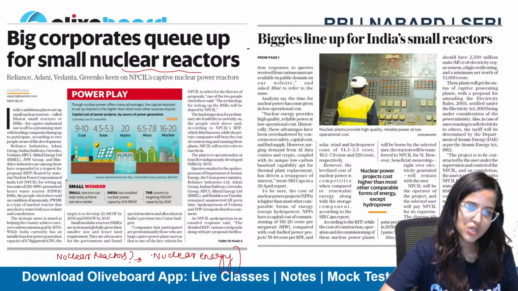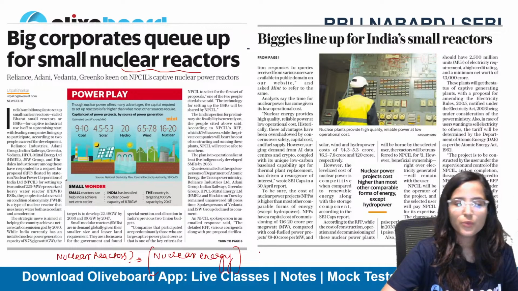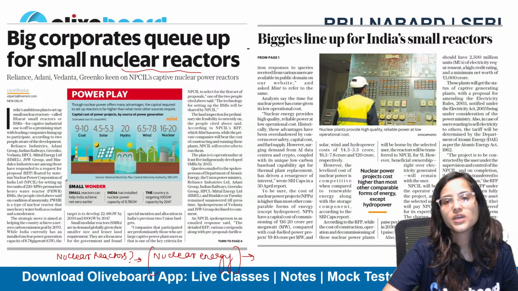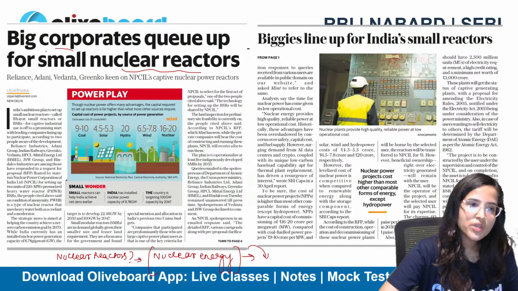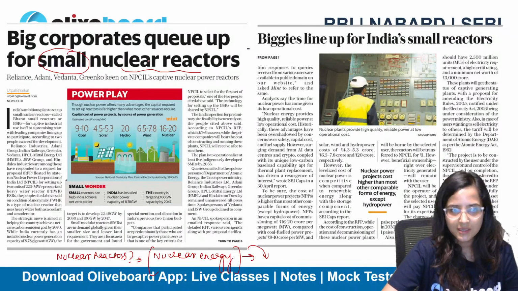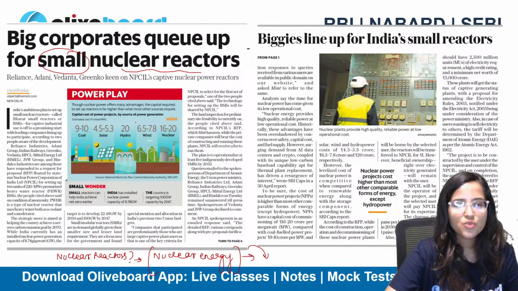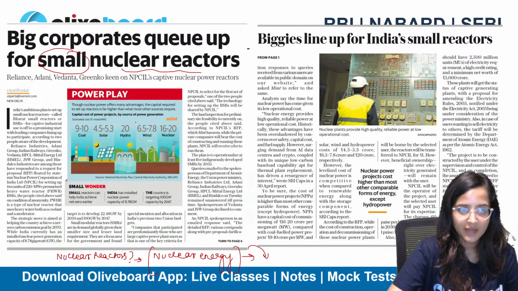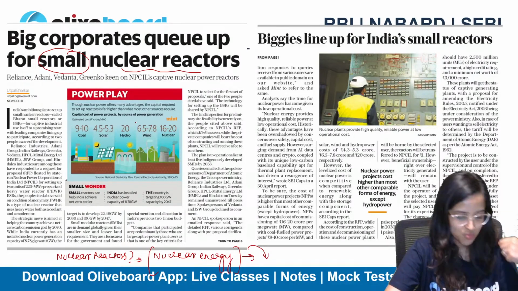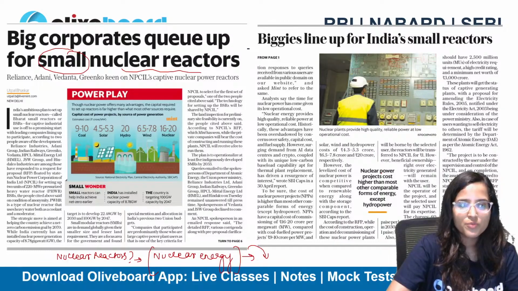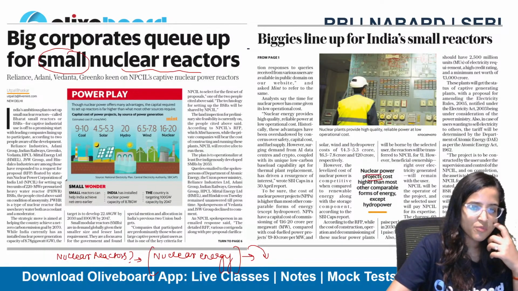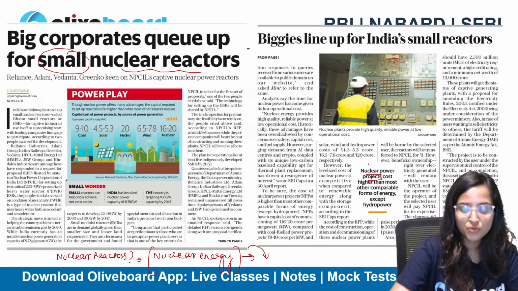ठीक है, which is a non fossil fuel based energy, and we are focusing on increasing our nuclear energy. उसके लिए nuclear reactors are required. Small nuclear reactors which are small in size, basically. That is what they are saying over here. ठीक है, so यहाँ पे what is the article? That big corporates queue up for small nuclear reactors. They are hinting कि हाँ, they want small nuclear reactors. They want more and more of small nuclear reactors. Why? For this nuclear power project, that they want to increase and utilize nuclear power.